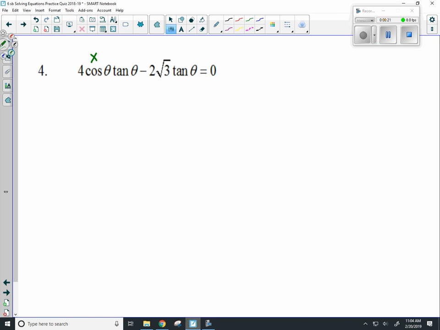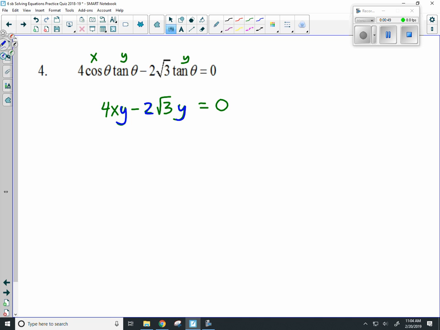if you wanted to make this look a little bit less complicated, you could replace cosines with x and tan with y. So that would give us 4xy minus 2 square root of 3, and we said tangent was y, so I can put that as a y. And simply put, when you take a look at both of those terms, what they both have in common, they both have a y, and they can both be divided by 2.